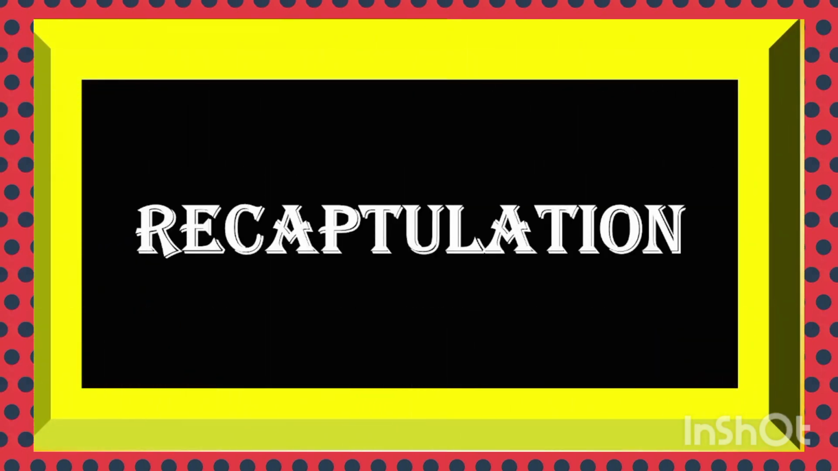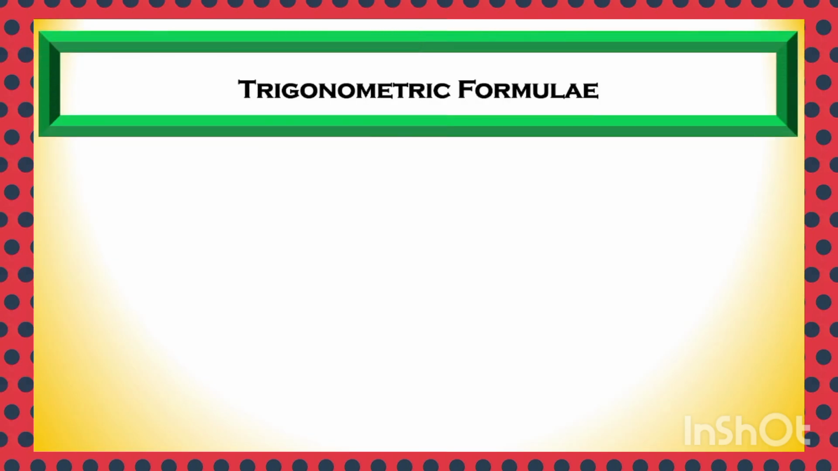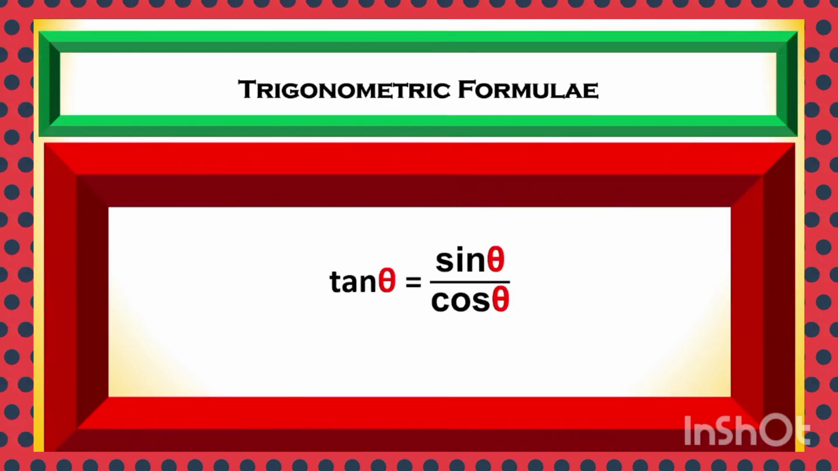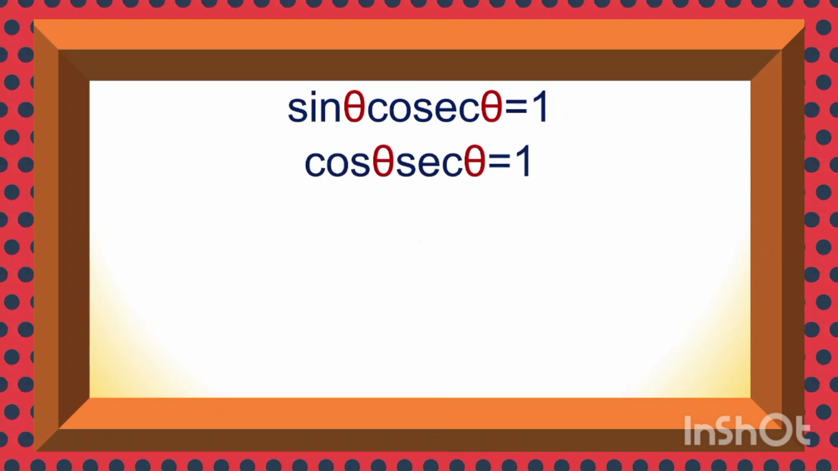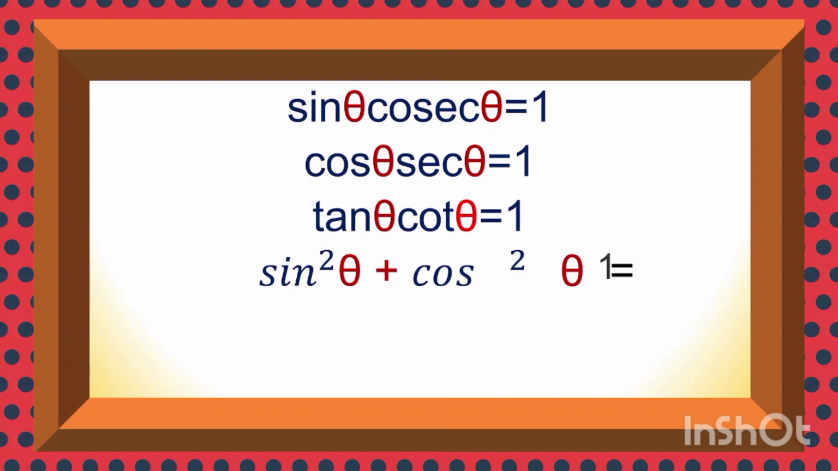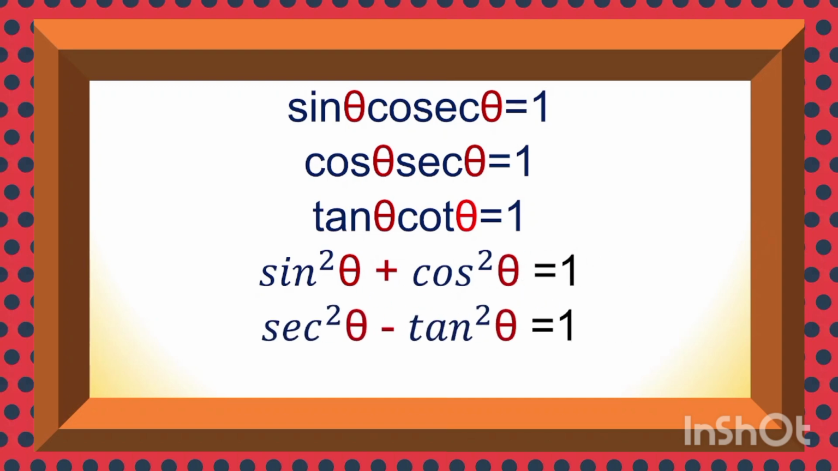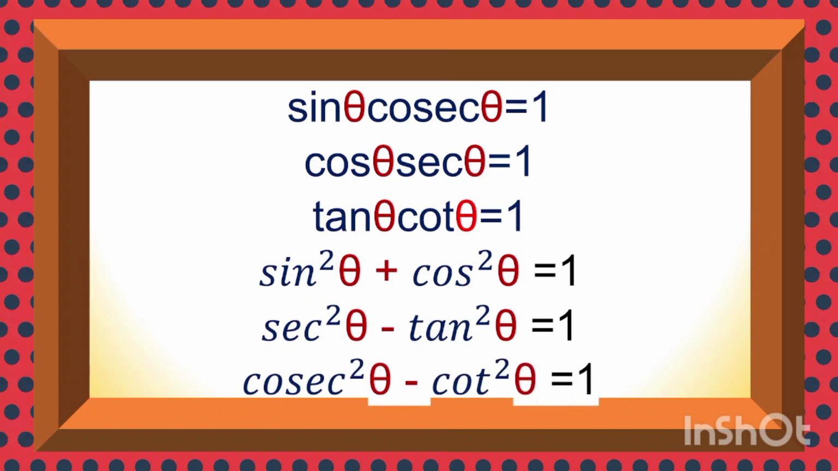So let us recapitulate trigonometric formulas. Tan theta is sin theta by cos theta. Cot theta is equal to cos theta by sin theta. Sin theta into cosec theta is 1. Cos theta into sec theta is 1. Tan theta into cot theta is 1. Sin square theta plus cos square theta is equal to 1. Sec square theta minus tan square theta is equal to 1. Cosec square theta minus cot square theta is equal to 1. These are the important trigonometric formulas and can be useful in solving different kinds of trigonometric identities and problems. Note it down.